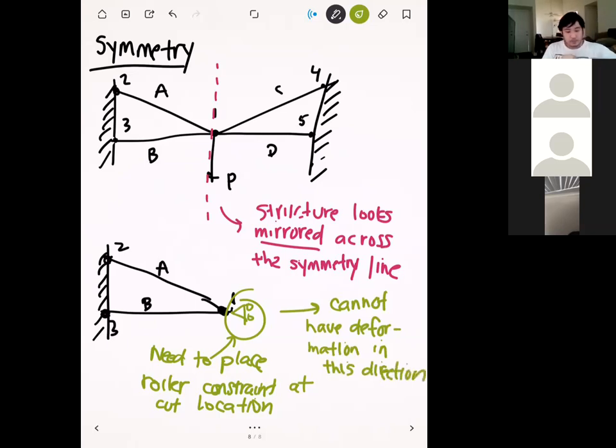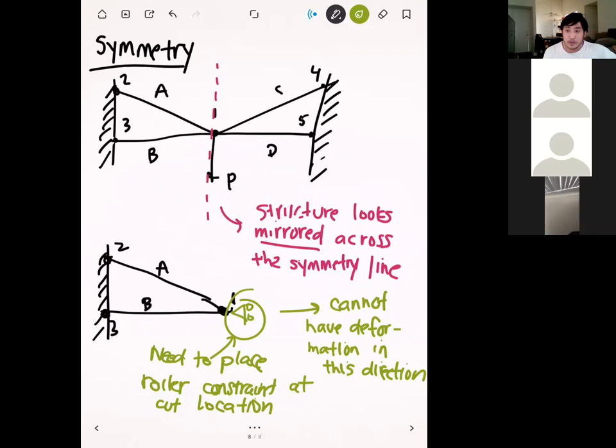Okay. And so the reason you can't have deformations in that direction is because in reality, there's a whole other part of the structure over there. So it doesn't make sense for you to cross that line and invade that territory, because the structure over there will stop it.